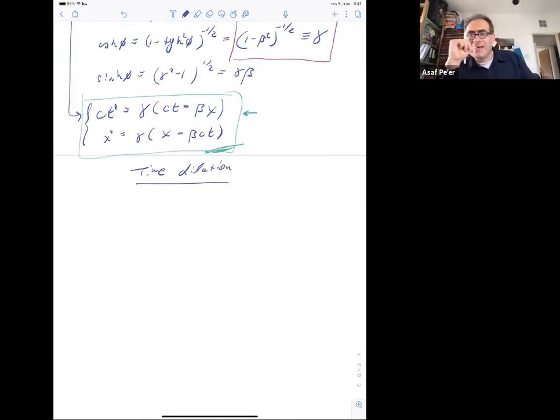Now, in my clock, in my personal frame, what is the spatial separation between two events, namely two ticks of the clock? So an event is when my clock is ticking. So tick, tick, every second it ticks. What is the spatial separation between two such events? Zero, because the clock is attached to me. I'm watching the clock as I go around.